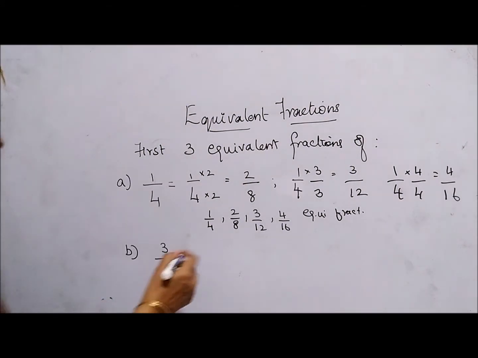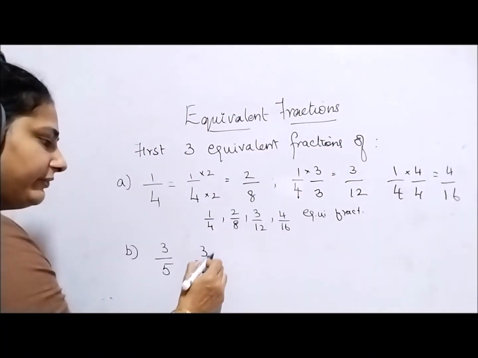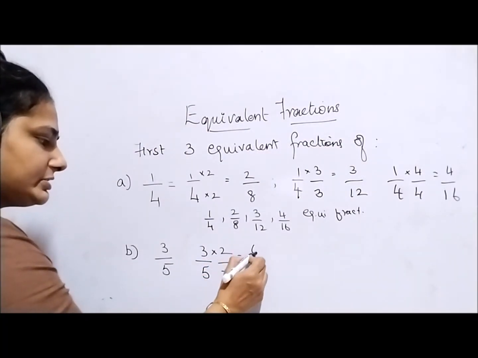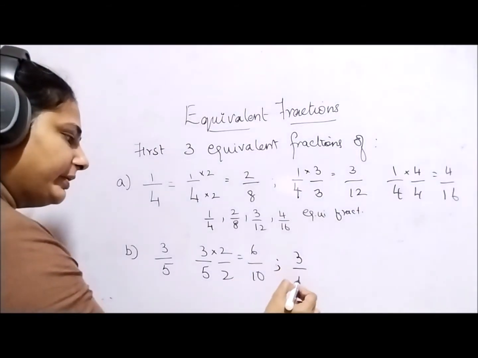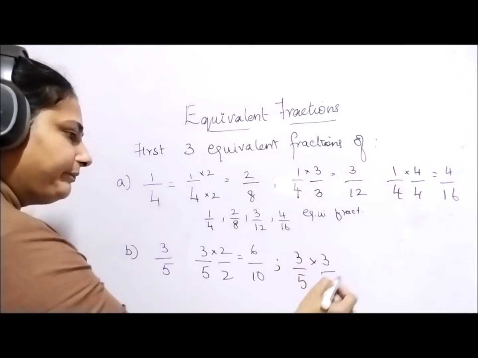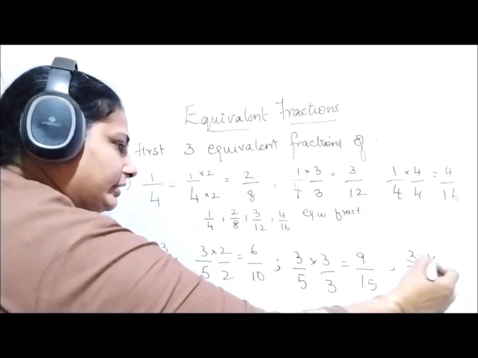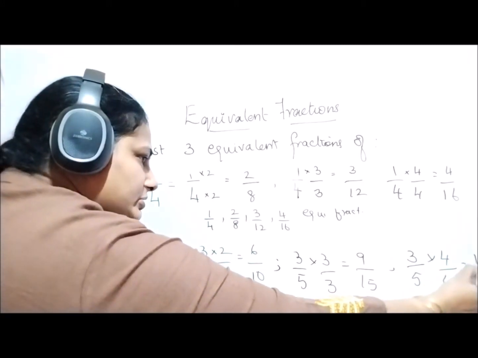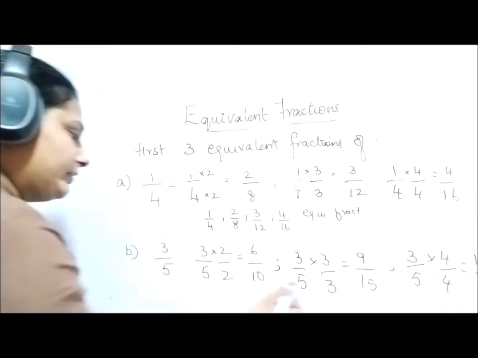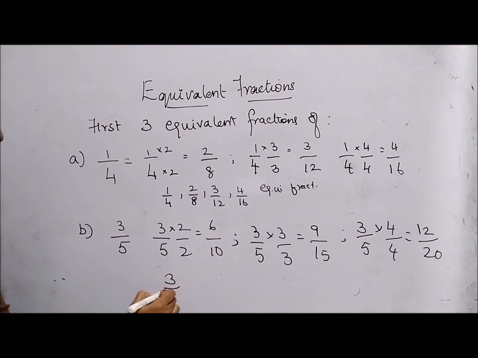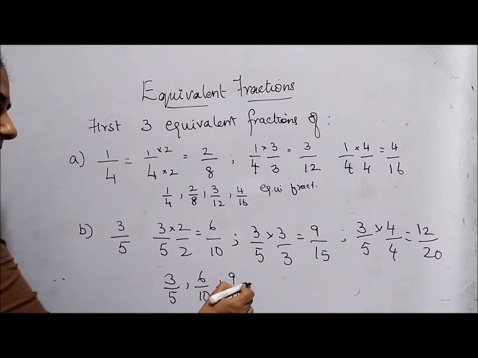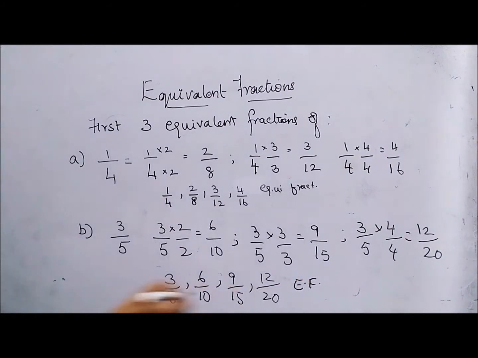Same for the next number. 3 by 5 into 2 by 2, which is 6 by 10. 3 by 5 into 3 by 3 is 9 by 15. 3 by 5 into 4 by 4 is 12 by 20. This means 3 by 5, 6 by 10, 9 by 15, 12 by 20 are all equivalent fractions. Hope the concept is clear.